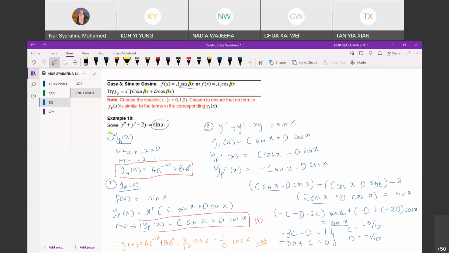So that's it for case 1, case 2, and case 3: we have polynomial, exponential, and sine or cosine. This is how we do it. We take a look at the function on your right-hand side, identify a yp, and check the value of r. Then match with the differential equation by differentiating according to what is there in the differential equation, then substitute and compare, find the value of the constants, and combine both yh and yp. So that is for case 3.